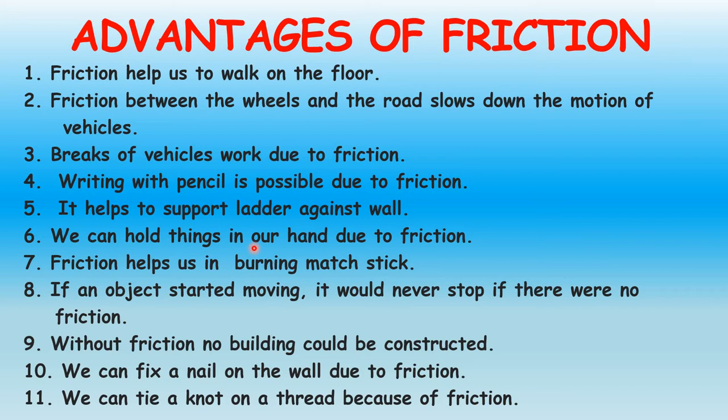Then if there is no friction, an object which is moving would never stop. It will be moving throughout. Now without friction, no building would be constructed. We can fix a nail on the wall because of friction. Then we can tie a knot on a thread because of friction. This you can try at home. You take a cotton thread and a silk thread and try to make a knot on both the threads and see which is easy to do. So children, all these are advantages of friction and you can add your own advantages.